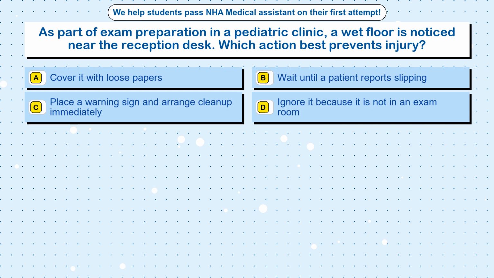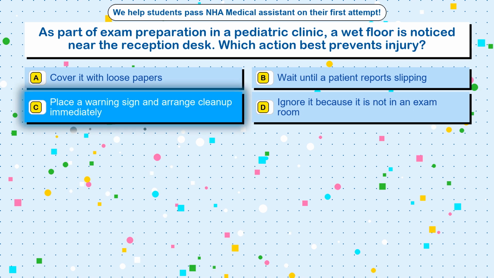Which action best prevents injury? Option A, cover it with loose papers. Option B, wait until a patient reports slipping. Option C, place a warning sign and arrange cleanup immediately. Option D, ignore it because it is not in an exam room. The correct answer is option C, place a warning sign and arrange cleanup immediately.